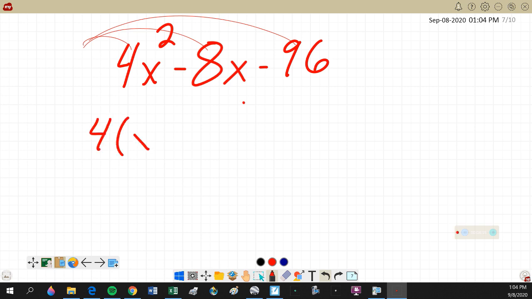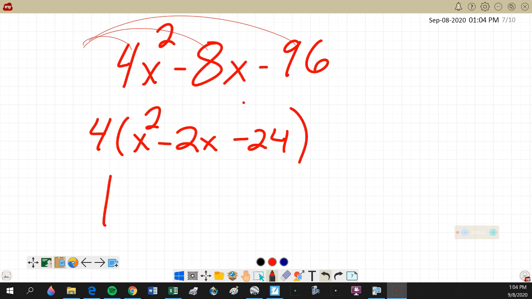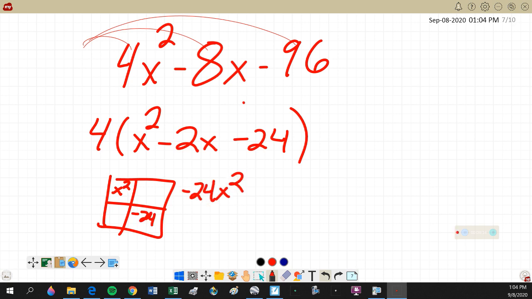4 times x squared minus 2x minus 24. Okay. Do I need that 4? Yeah, it's a factor of the original equation. So I draw the box, x squared and negative 24. What factors of negative 24 add to be negative 2? And it would be negative 6x and 4x.